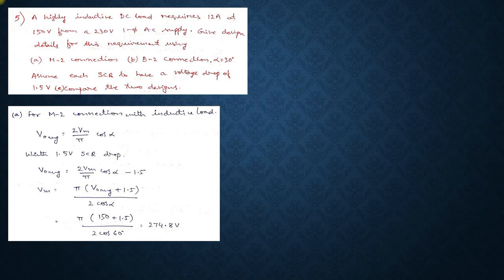So for one half cycle, only one thyristor is conducting. So it is giving that much drop only, that is 1.5 volt. So V naught average is equal to 2 Vm by pi cos alpha minus 1.5. Very simple. So now V naught average has been given as 150 volt. So now find out Vm. So Vm will be equal to 274.8 volt.